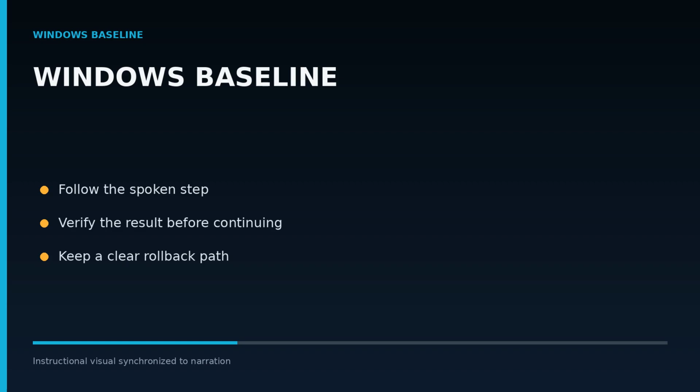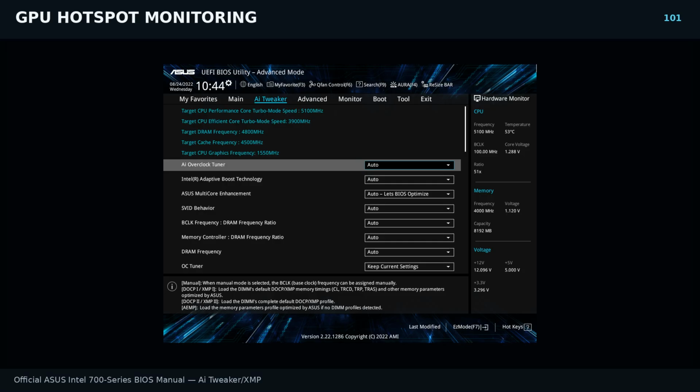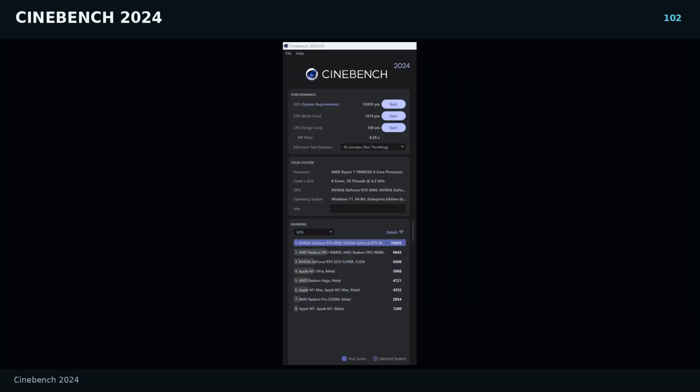We are going to log the following: CPU P-core frequencies and effective clock to reveal clock stretching, E-core frequencies, per-core and package temperatures, CPU package power, V-core as reported by the SVID telemetry, VRM temperatures if available, DRAM data rate, memory controller clock where exposed, and GPU core, hotspot, and memory temperatures.